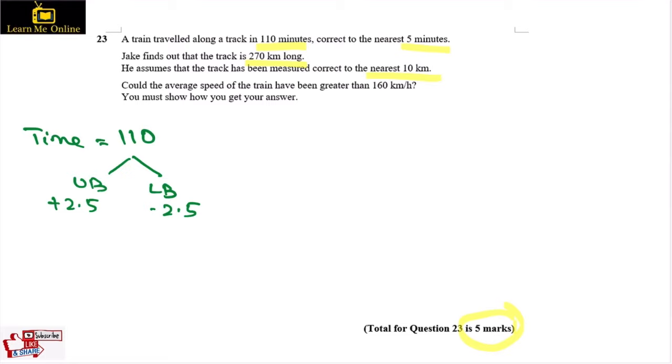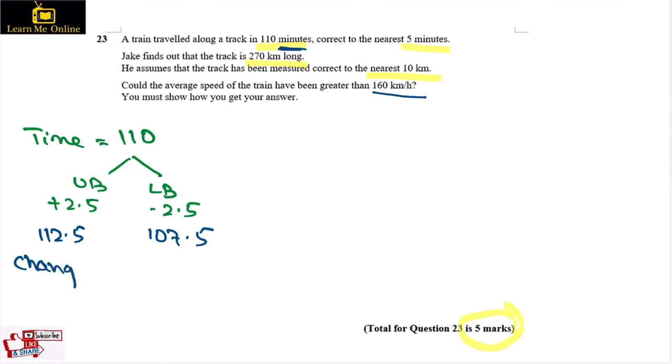So now the upper bound would be 110 plus 2.5, which is 112.5. So this is the upper bound, 112.5. The lower bound is 110 minus 2.5, and that would be 107.5. Another thing we know is that we are checking whether it's greater than 160 kilometers per hour, so the unit of time needed is hours, whereas the given information is in minutes. So we change that into hours.